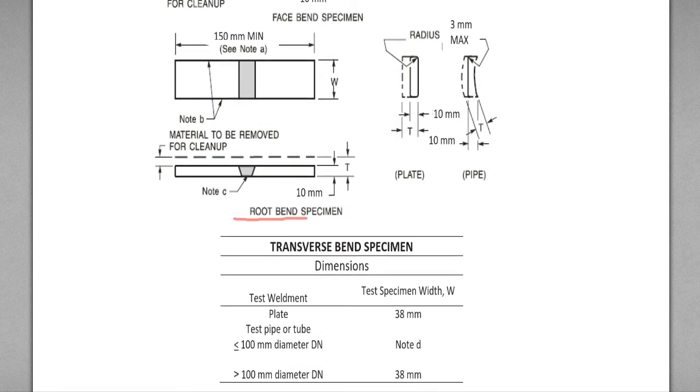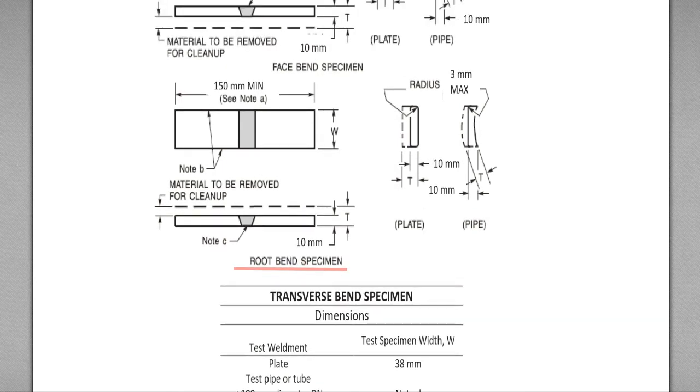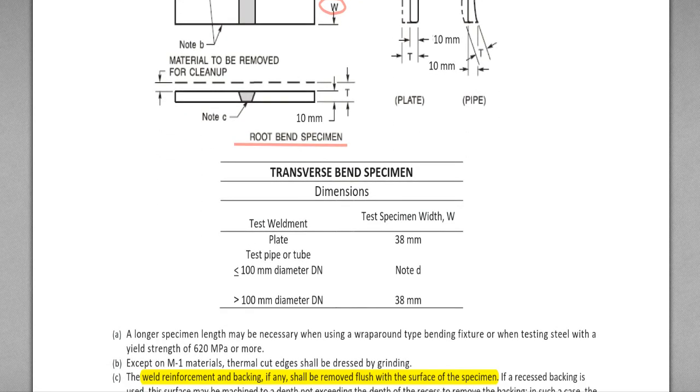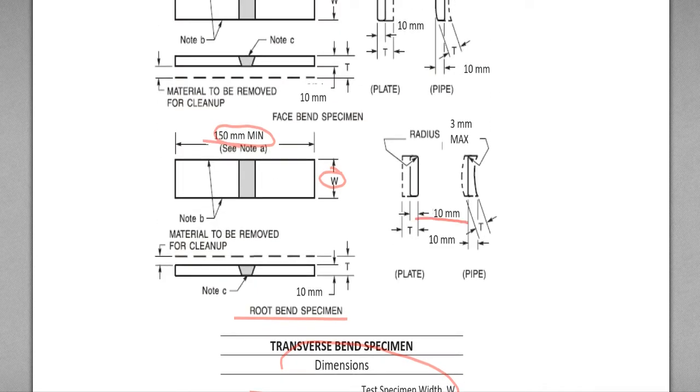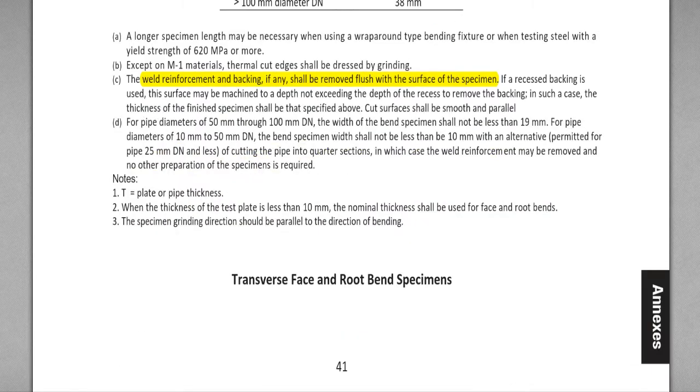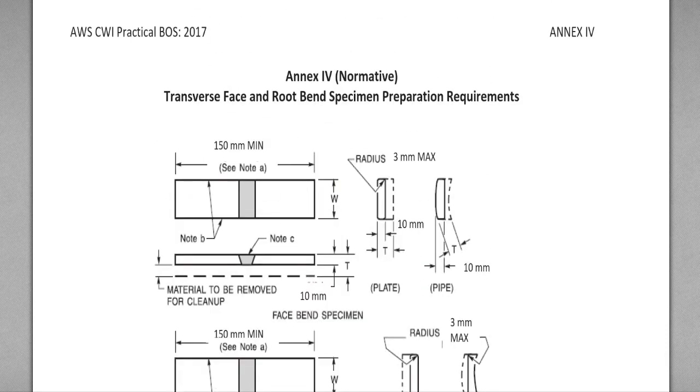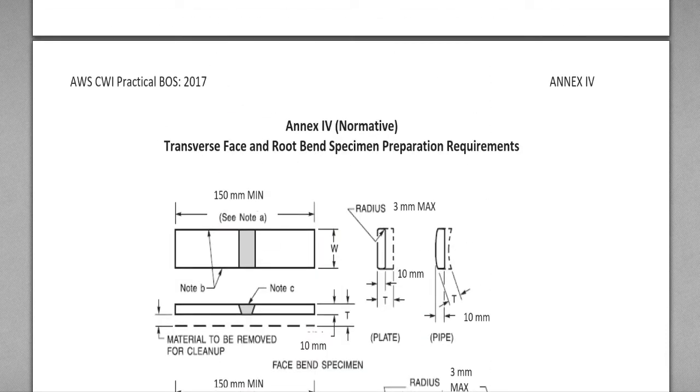And the root bend specimen here: the length is the same, and we have a width criteria here, and the thickness is the same, radius maximum 3 mm, the same. This time, for the root bend specimen, the face side is flush ground. And we have a note here: this is face bend and root bend, transverse bend test specimen preparation.